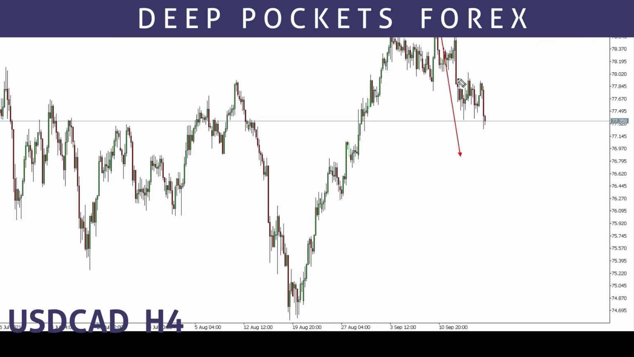This is NZDJPY. This previous week we did mention to you that we're expecting a drop based on structure and how structure is. We're expecting this drop here. Now as you can see, we got an impulse move, a corrective structure, an impulse move, a corrective structure, then an impulse move. So here, be careful, be very careful here.